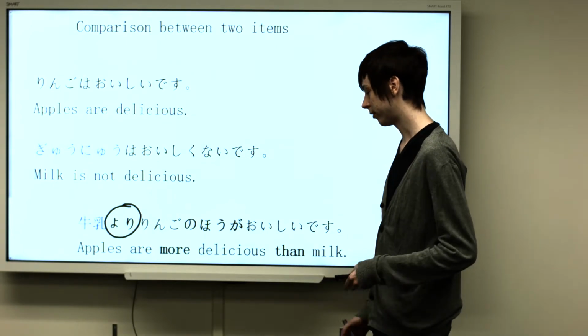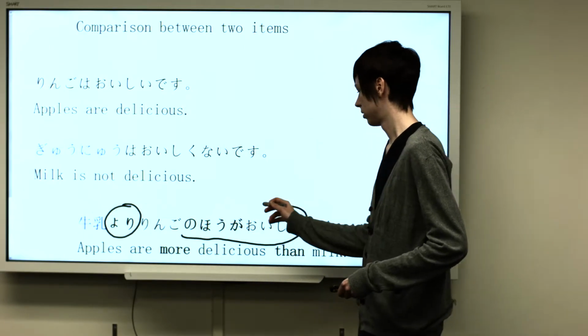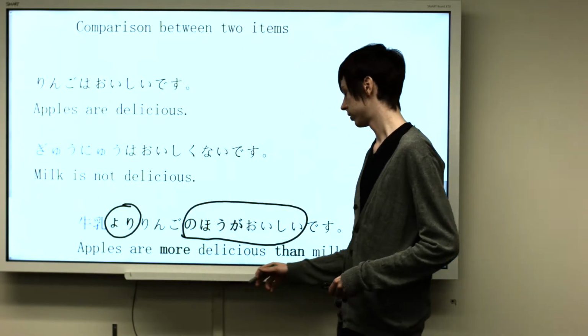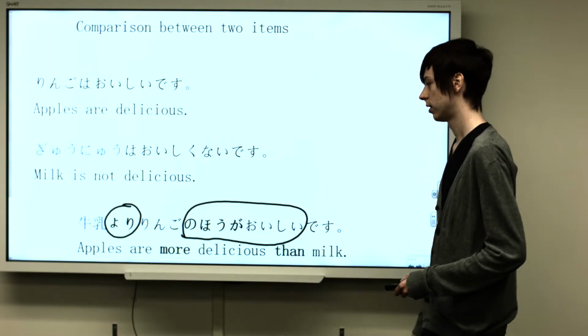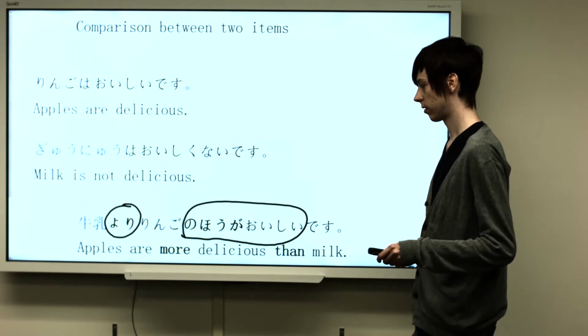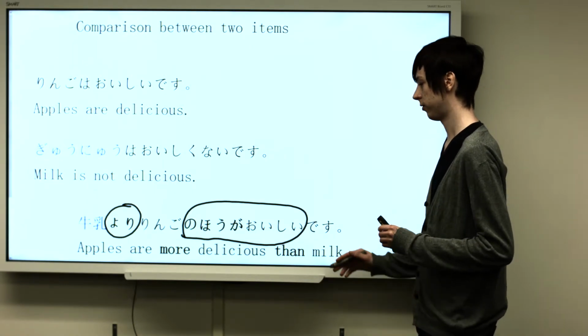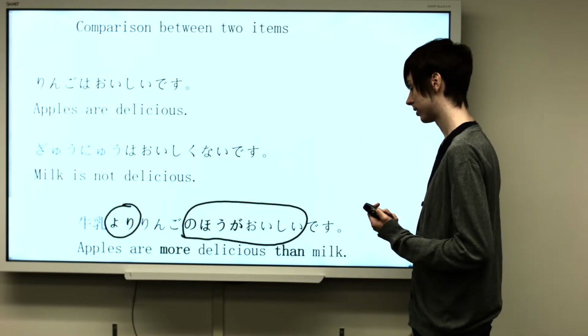Gyunyu yori ringo no hou ga oishii. So it is more delicious, ringo. So gyunyu yori, milk is less. Ringo no hou ga oishii, apples are more delicious. Desu.